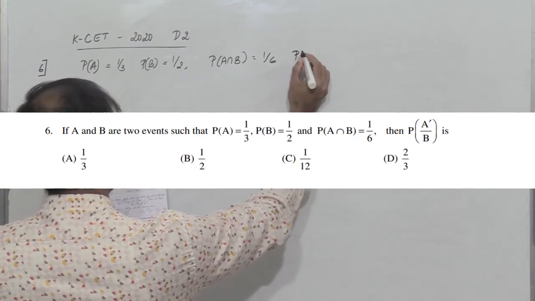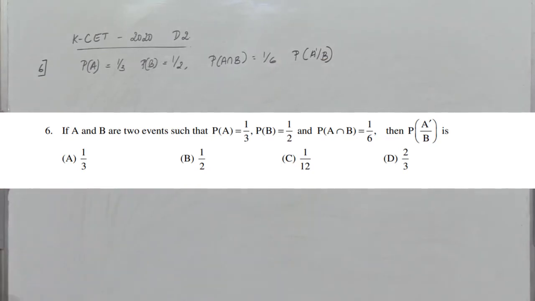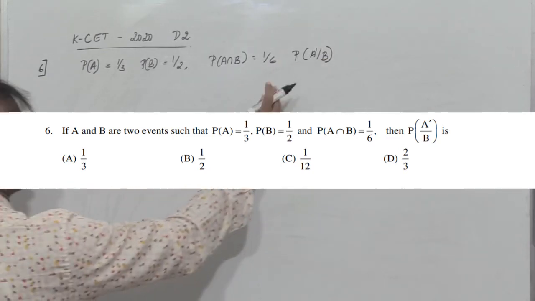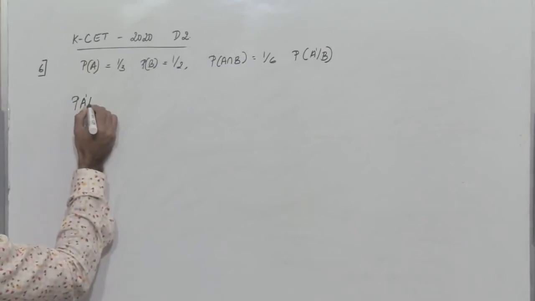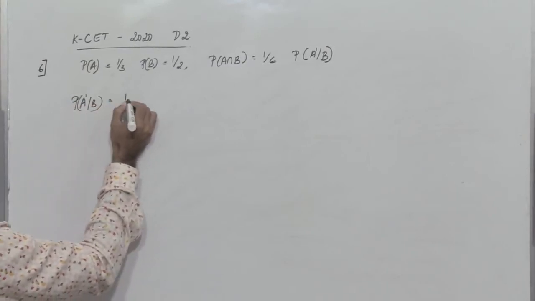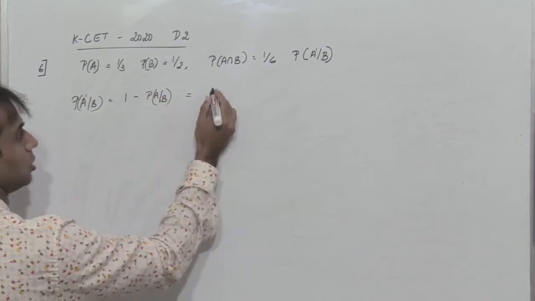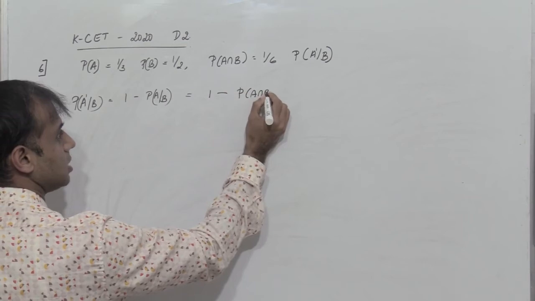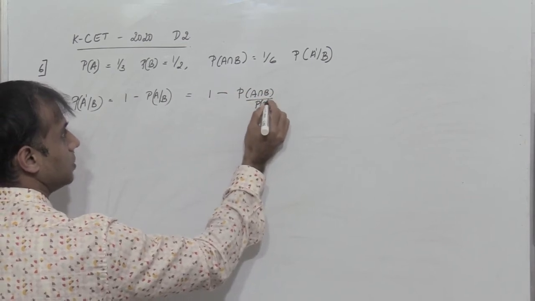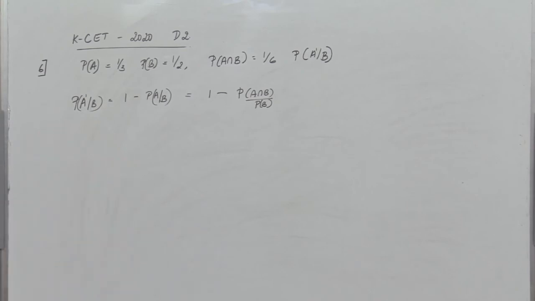Therefore we need to find P of A dash given B. So here we need to find the probability of complement of A given B. We know that P of A dash given B is nothing but 1 minus P of A given B, and this is already known. So this is given by the general expression P of A intersection B divided by P of B. Right? So now we have all the values and we can substitute the values and find the answer.